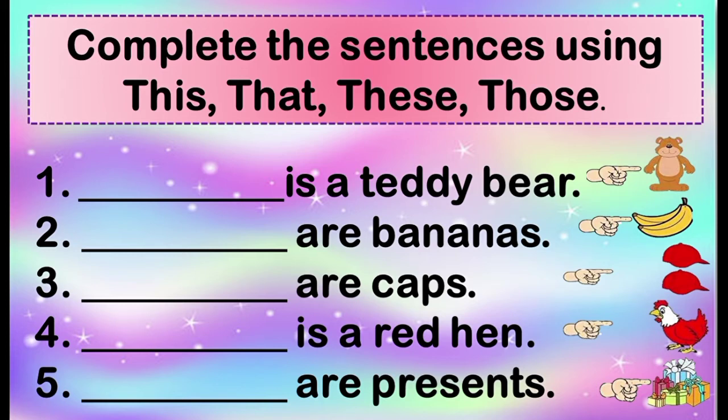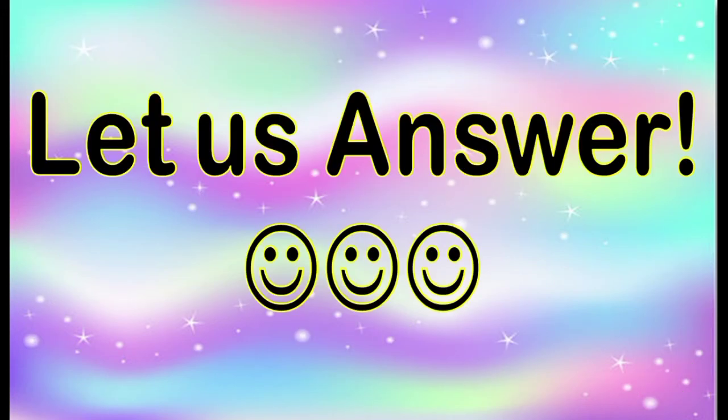Number two, blank are bananas. Number three, blank are cups. Number four, blank is a red hen. Number five, blank are presents. Let us answer. Yay!